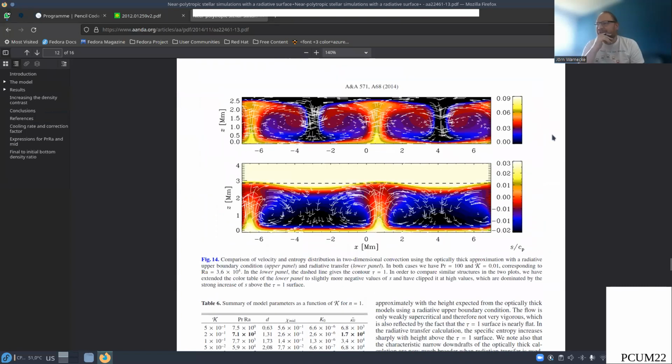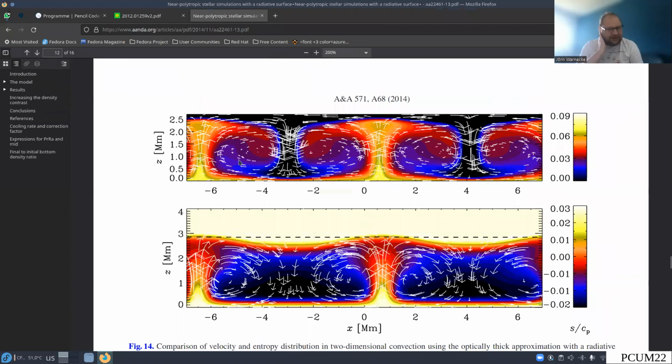Yeah, maybe you can show. So you're referring to these, right? Yes, but for you a question. So is there a plan? At the moment this is all gray atmosphere. You have a plan to extend it to non-gray, so use some opacity tables or something like this?